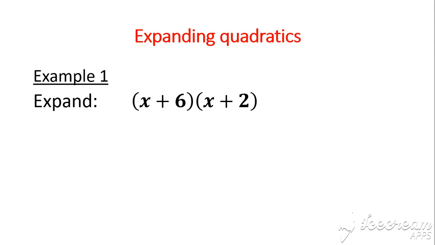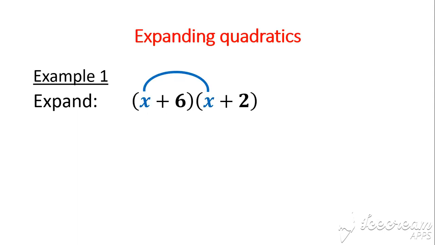Right, let's get going. Example 1. Let's expand this quadratic. The first bracket is x plus 6 and the second bracket is x plus 2. Now please keep in mind that when you see 2 brackets side by side, there's a multiply in between. We just don't write it there because in algebra we don't put a multiply. So this represents x plus 6 multiplied by x plus 2.